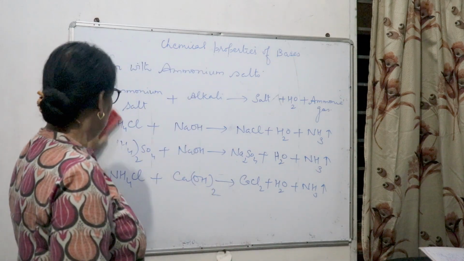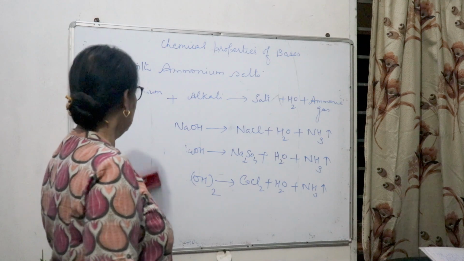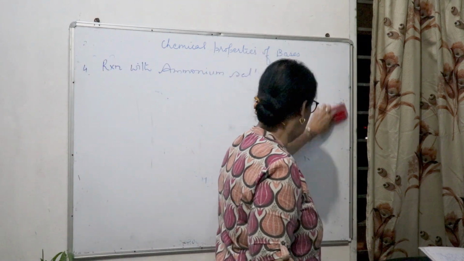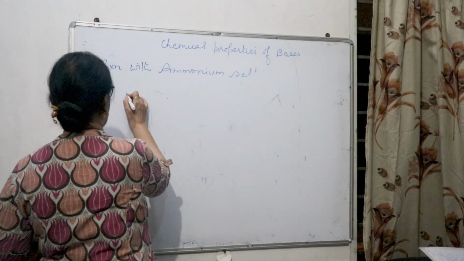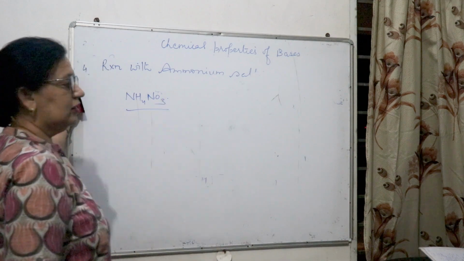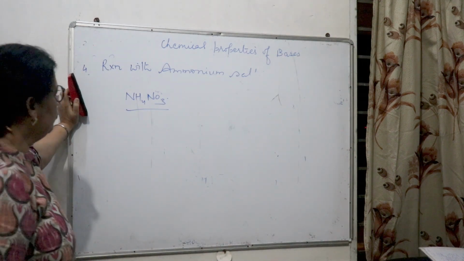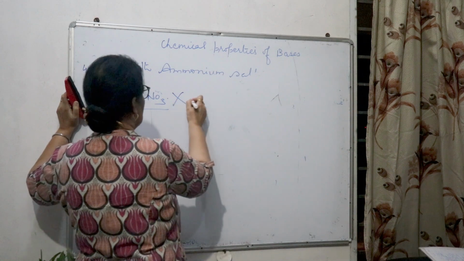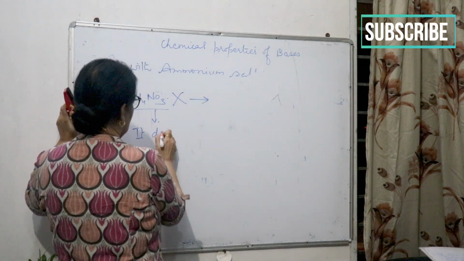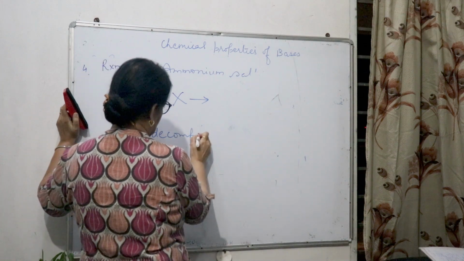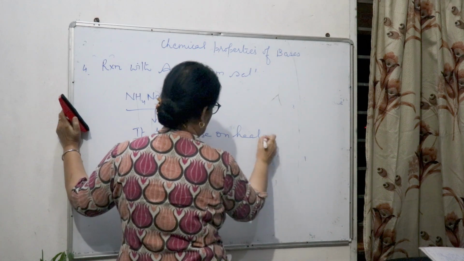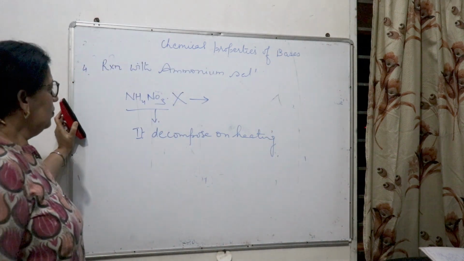And here one thing is important, that we cannot use ammonium nitrate for making ammonia. Ammonium nitrate, NH4NO3, is not used with the alkali to form ammonia. Why is this not used? Because it decomposes on heating.